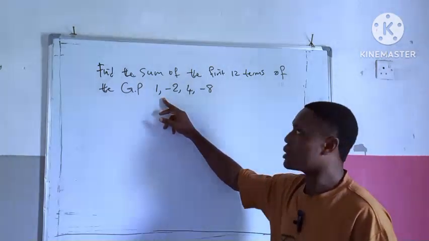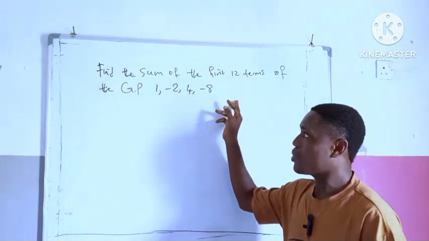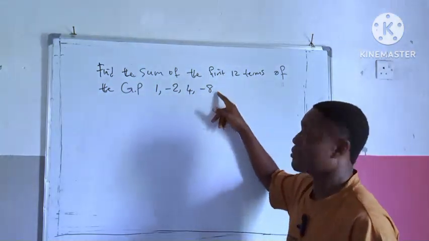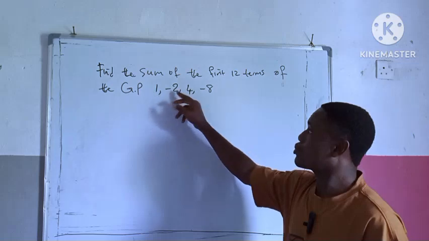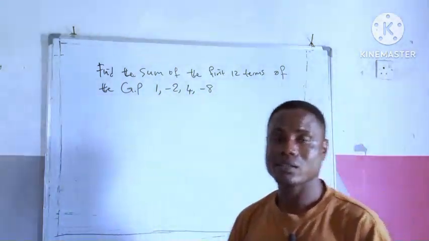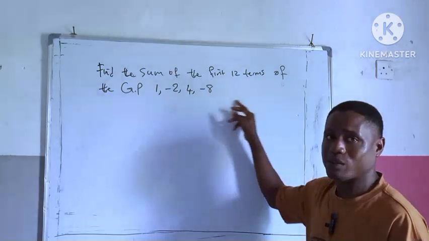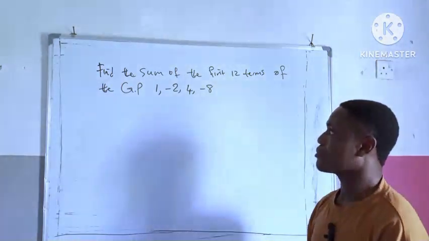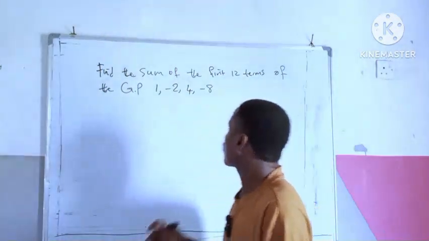The sequence is 1, minus 2, 4, minus 8. We are asked to find the sum of the first 12 terms. We are only given 4 terms: 1, 2, 3, and 4. So we are asked the sum of the 12 terms.